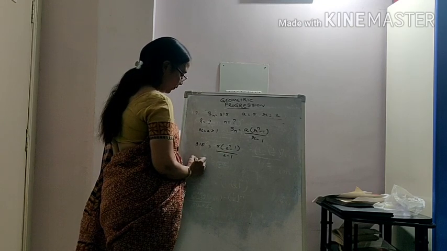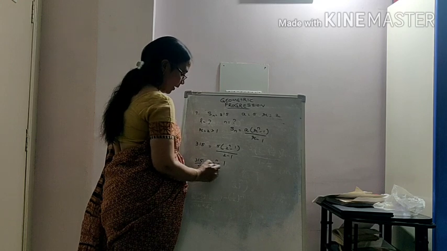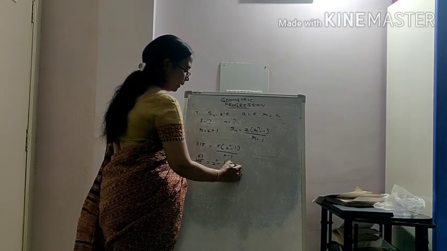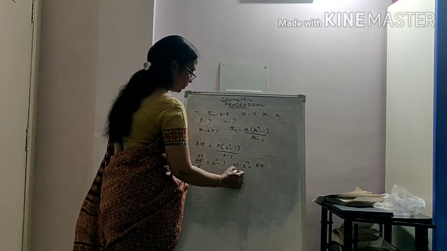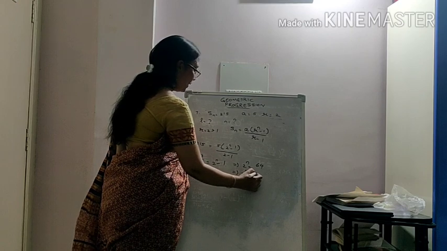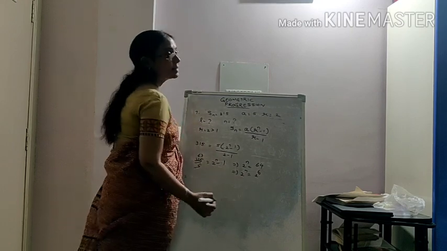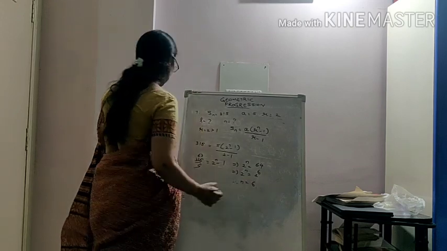So 315 upon 5 is 2 to the power of n minus 1, which implies 2 to the power of n is equal to 64. 2 to the power of n is equal to 2 to the power of 6. Therefore, n is equal to 6.